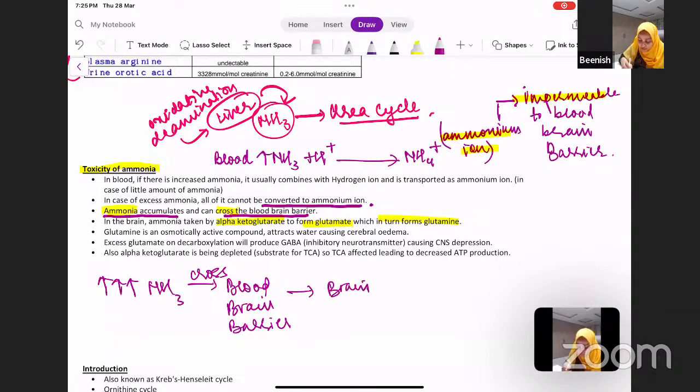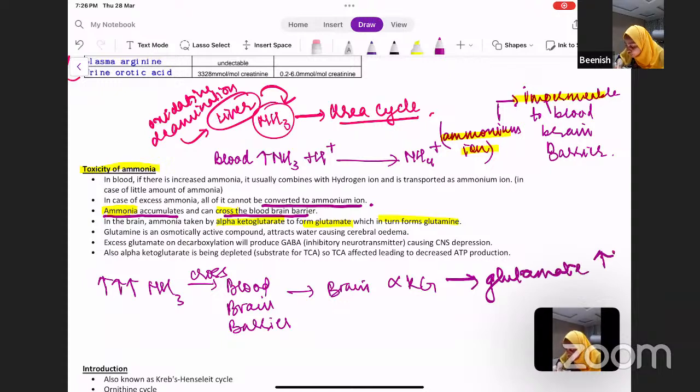Now in the brain, what is happening? This ammonia is taken up by alpha-ketoglutarate. So this is accepted by alpha-ketoglutarate, and by accepting ammonia, alpha-ketoglutarate will form what? Will form glutamate. So your glutamate level in the brain is increasing. And this glutamate, by accepting ammonia, will form glutamine. So your glutamine level is also increasing in the brain.